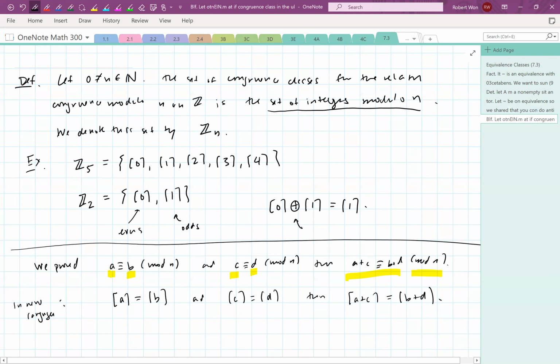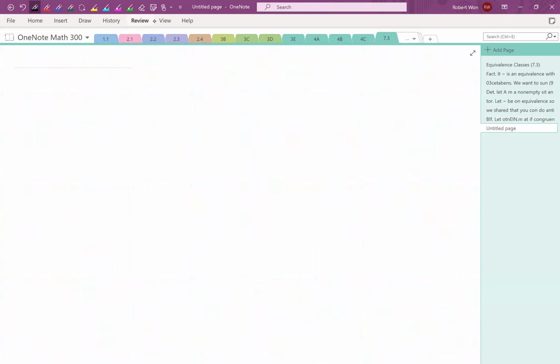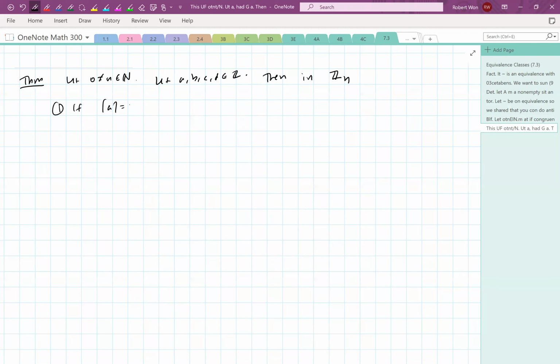Since I want to think about Z5 as opposed to congruence modulo 5, let me state this as a theorem that we can use and we can cite. So let n be a non-zero natural number. Let A, B, C, D be integers. Then inside of Z sub n, 1, if the equivalence class of A equals the equivalence class of B and the equivalence class of C equals the equivalence class of D, then the equivalence class of A plus C equals the equivalence class of B plus D.